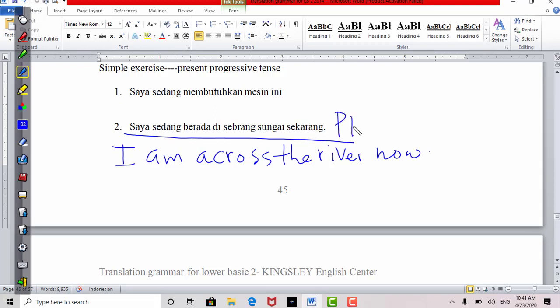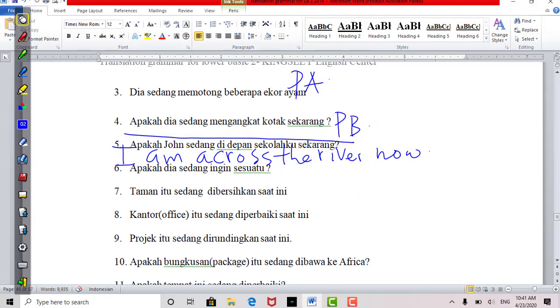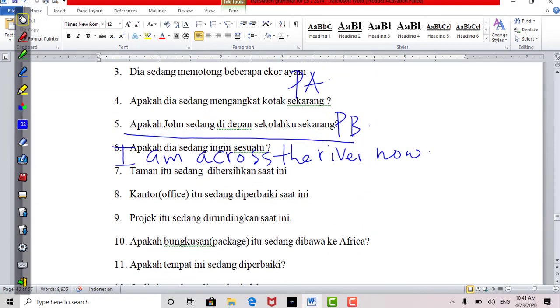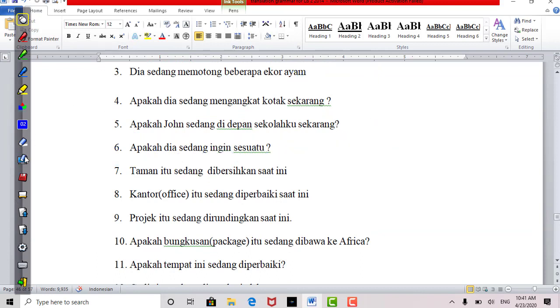What about number 3? We will go to number 3 now. Okay. Dia sedang memotong beberapa ekor ayam. Next, number 4. Apakah dia sedang mengangkat kotak sekarang? So I will make the pattern and later you will translate by yourself. Number 3 is pattern A because it is connecting subject with verb. Number 4 is also pattern A, for the question.